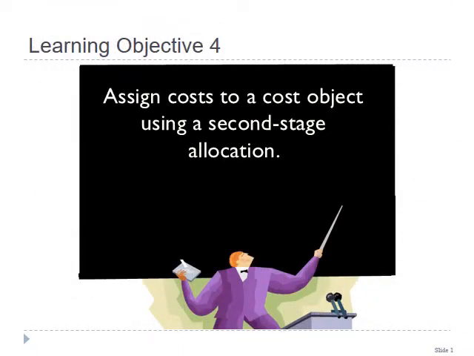So with the completion of our example here, let's start our learning objective 4, which is to assign cost to a cost object using second stage allocation. That would be our fourth step in implementing the ABC. So let's start.